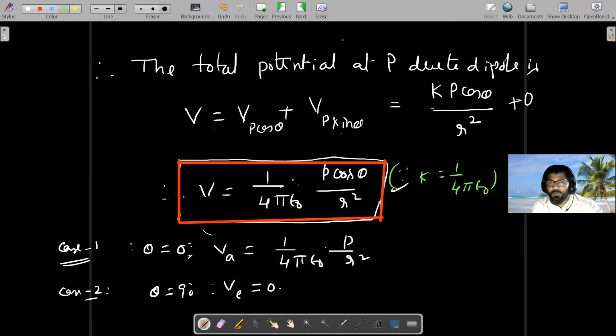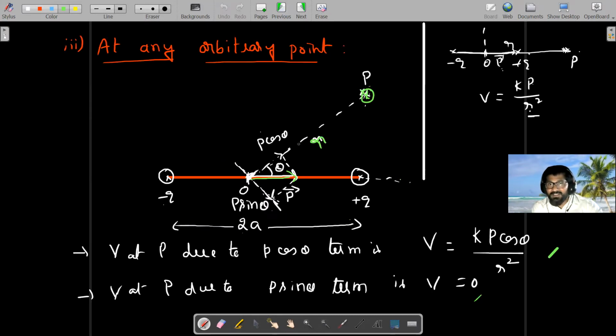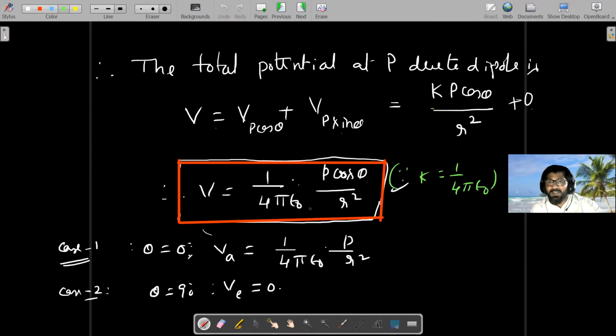If theta is 0, it means this line is parallel to the axial line, so we get the potential on the axial line. If theta is 90, the angle between the dipole axis and the line is 90, so if you draw a perpendicular line, we get the potential on the equatorial line. So if theta is 0, cos 0 is 1, so you get VA equal to 1 by 4 pi epsilon naught into p by r square. If theta is 90, cos 90 is 0, so this entire potential becomes 0, that is on the equatorial line it is 0. So this is how we get the potential due to a dipole on the axial line, equatorial line, and at any arbitrary point.